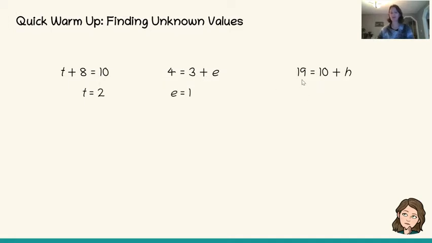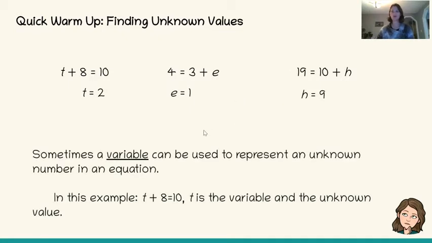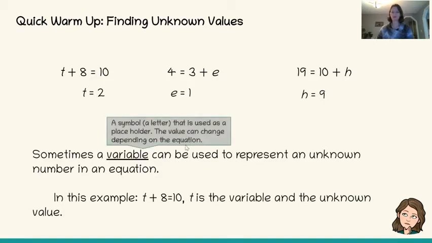Our last one, 19 equals 10 plus h. What could h be? H must equal 9 because 10 plus 9 equals 19. So sometimes in math, we use a variable to represent an unknown number in an equation. And a variable is a symbol, often a letter, that's used to hold the place for something that's unknown. And the value can change depending on the equation.